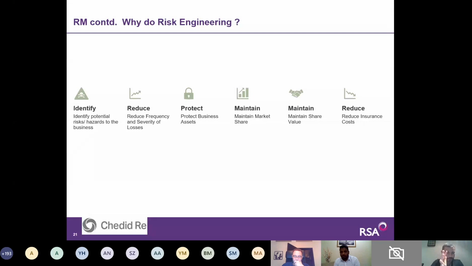You need special protection. When you invest in risk management, you protect your assets. You maintain your market share. You don't stop your business because you had a fire. Your business is running properly. You maintain your share value, the share of the Marriott, the share of the Hilton, the share of the school, the share of Al Marai, the share of your processing plant.